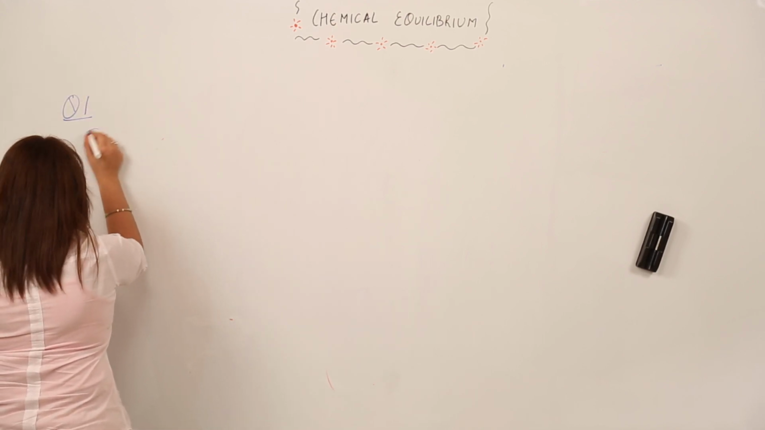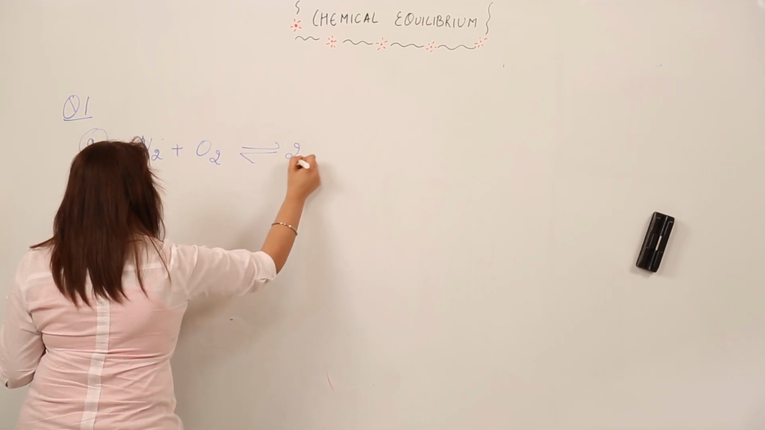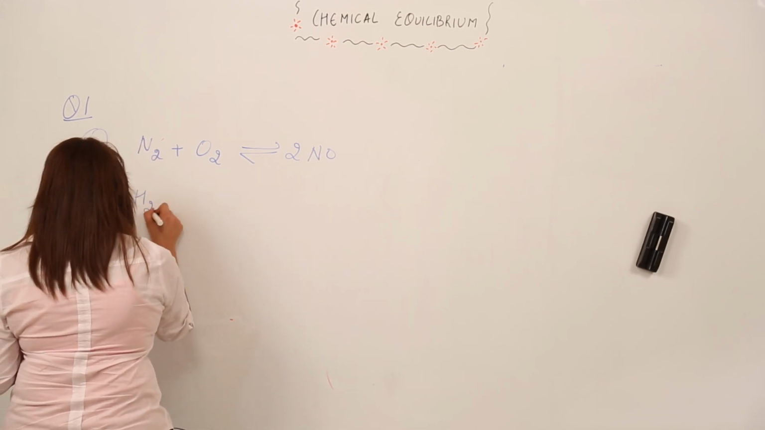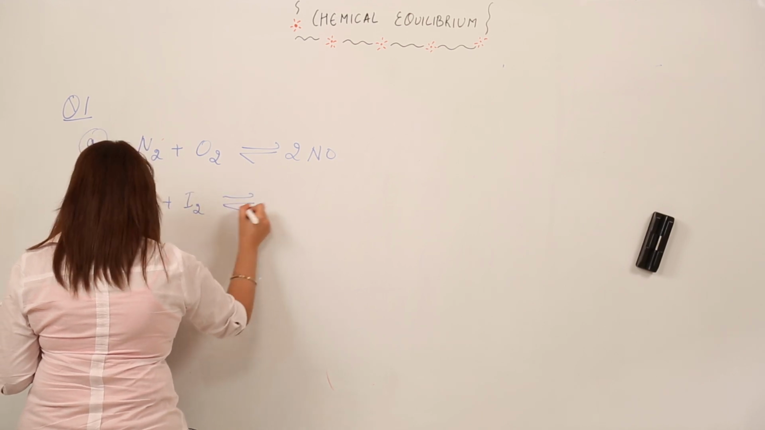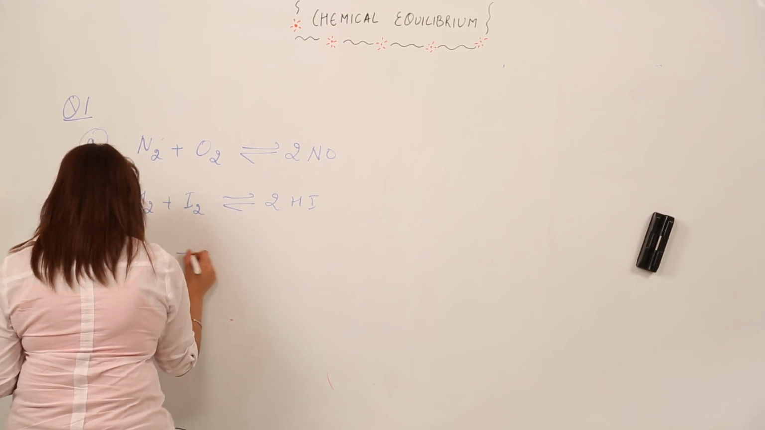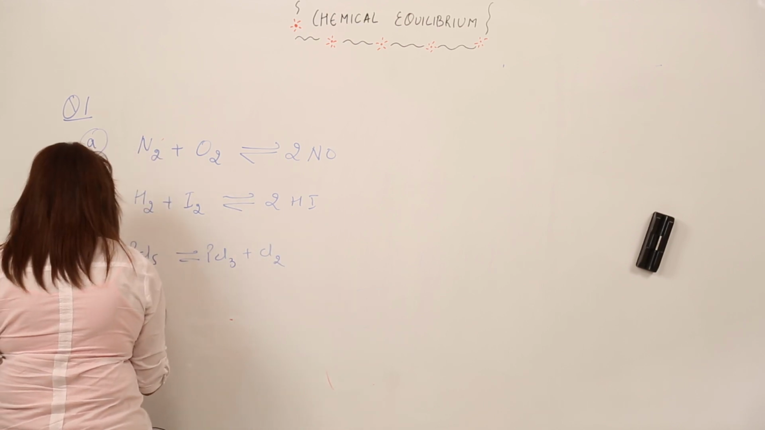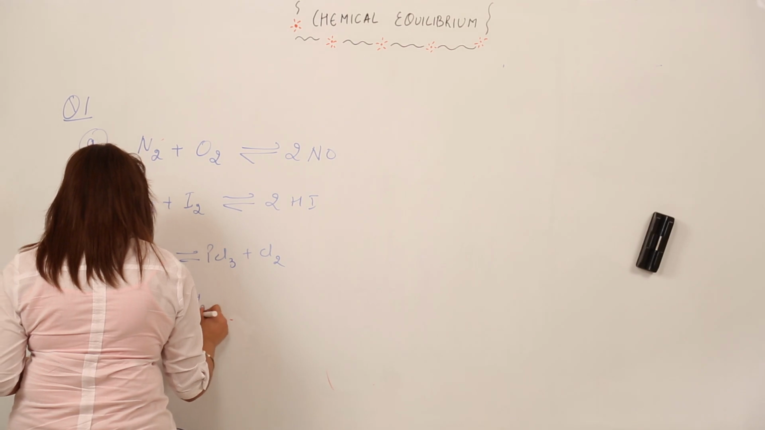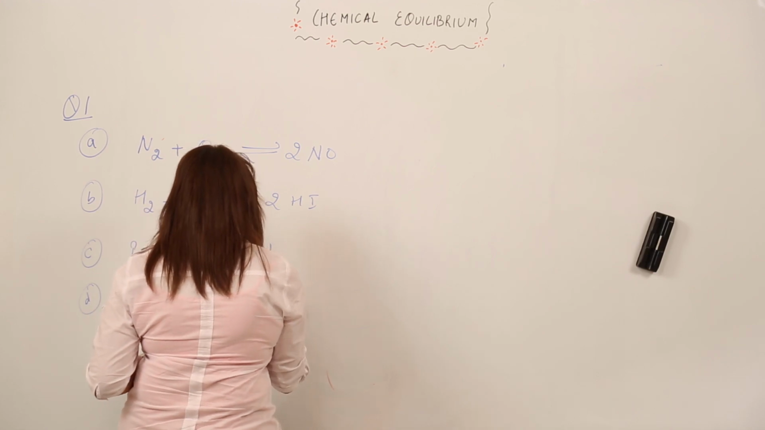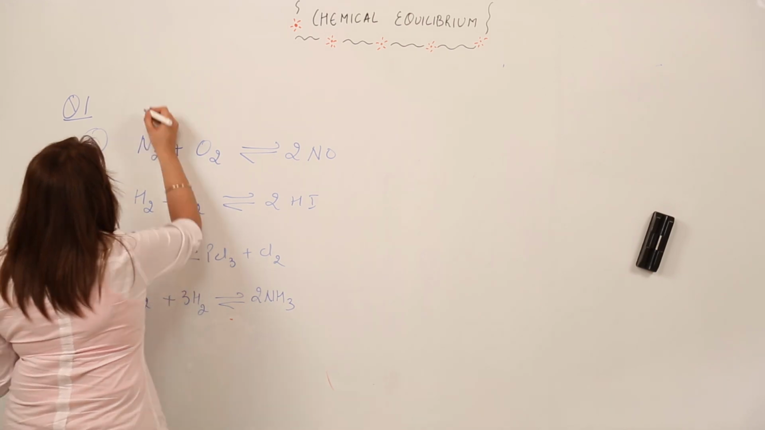The first reaction we have is N2 plus O2, reversible reaction, 2NO, right? The second one we have H2 plus I2, reversible, 2HI. Third, PCl5, reversible, PCl3 plus Cl2. And the fourth one is the famous Haber process, that is the formation of ammonia, 2NH3.